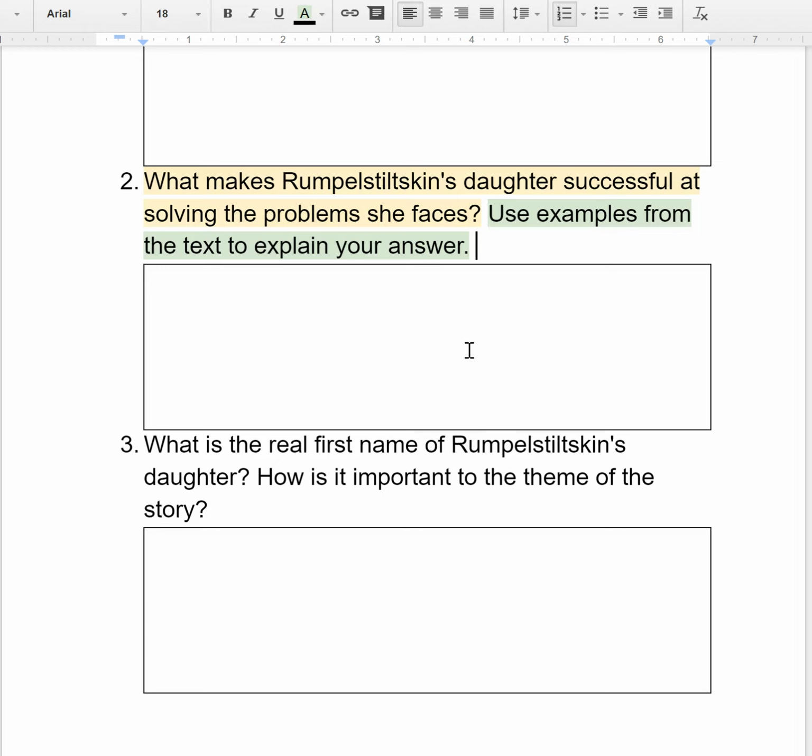Okay, so one thing in the text, it mentions when she's riding back to the kingdom, she notices that all the villagers, the farmers and stuff, are very poor. So she's insightful, and that's going to help you solve problems if you notice the things around you. And then she's also intelligent in how she can manipulate the king and convince him to do what she wants him to do.